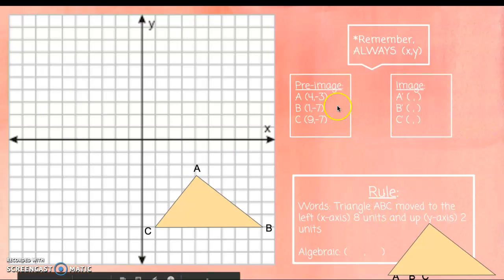Here's another one, but this time I gave you the pre-image coordinates and I gave you the rule in words. So here is my pre-image. Triangle ABC moved to the left along the x-axis 8 units and up on the y-axis 2 units. So what you need to do is take this triangle, click and drag it to where it's supposed to go, and then there are labels underneath, A prime, B prime, C prime. Make sure that you're labeling it correctly. You can just click and drag these pieces, and you're going to fill in these coordinates here for the image, and you're going to write the algebraic way of this rule.